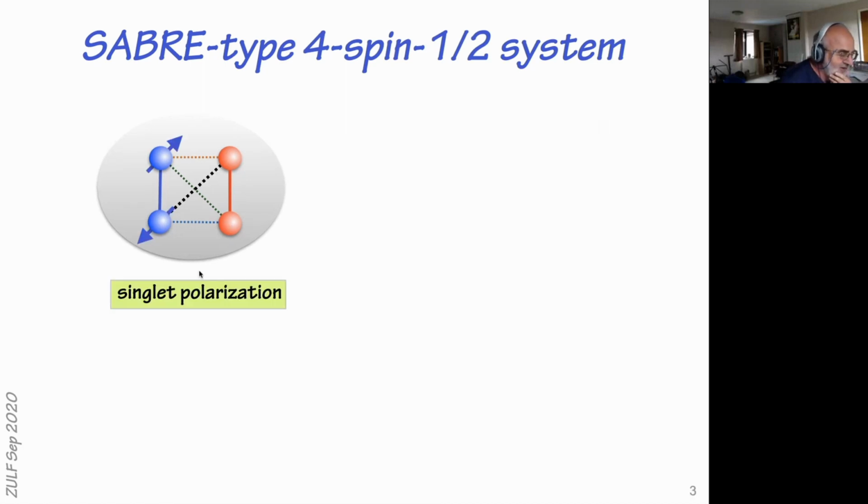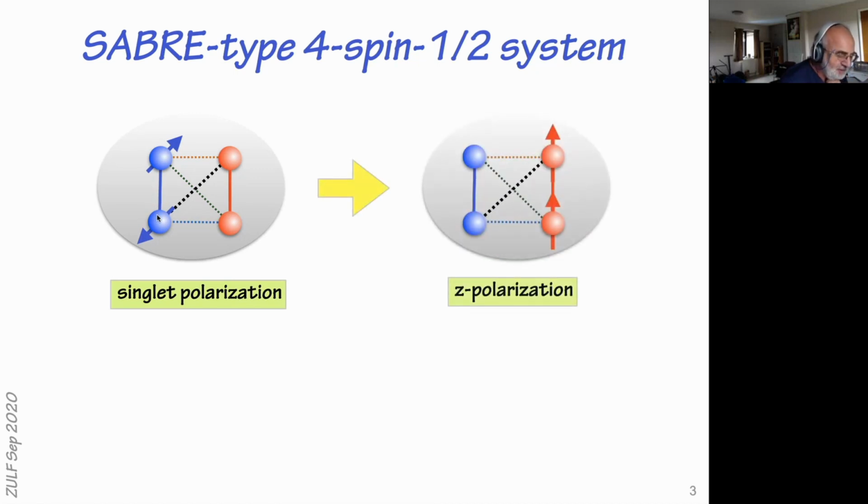And what you want to do is to convert the singlet polarization, which came in from the parahydrogen. So for example, if you have 100% parahydrogen, you have complete singlet polarization of these two protons. And what you would like to do, and sometimes you can, is to convert this state of singlet polarization of the protons into complete Z polarization or magnetization of the S spins, which could be nitrogen-15s or carbon-13, or sometimes protons. And I want to look at this problem here in a very abstract way.